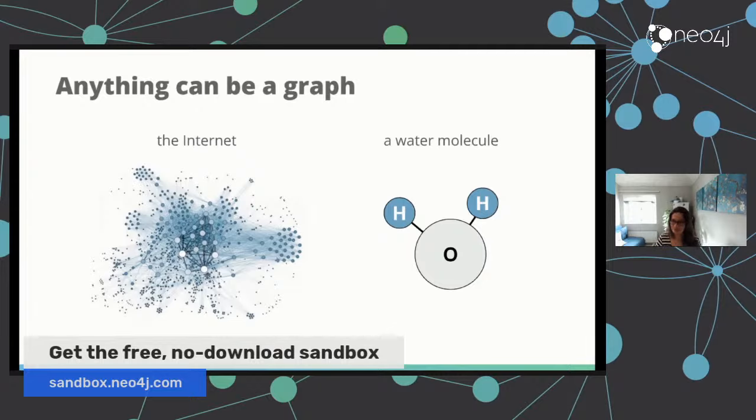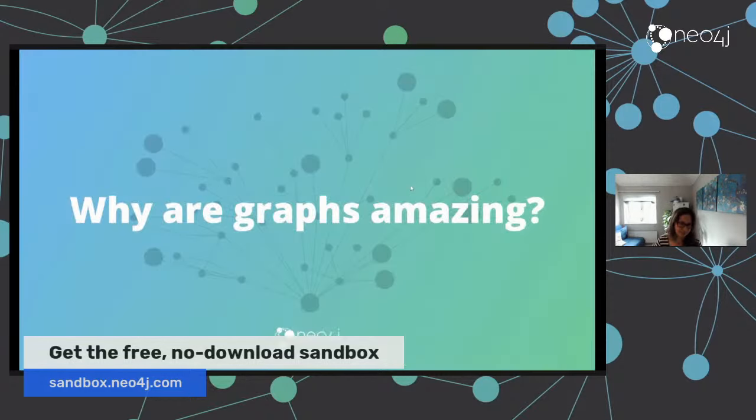A water molecule can be represented as a graph. And if you think about the construct of a water molecule, it's not just that we've got an oxygen atom and 2 hydrogen atoms. It's specifically how they're connected that gives you a water molecule. And it's the fact that the oxygen molecule has 2 relationships with hydrogen atoms in that specific way and not in any other configuration. So absolutely anything can be a graph.